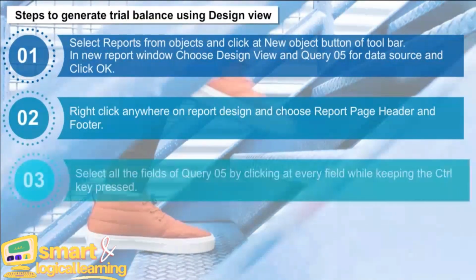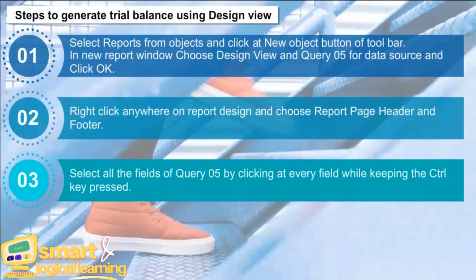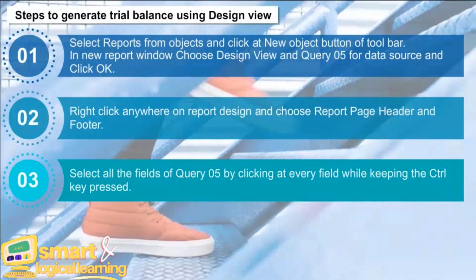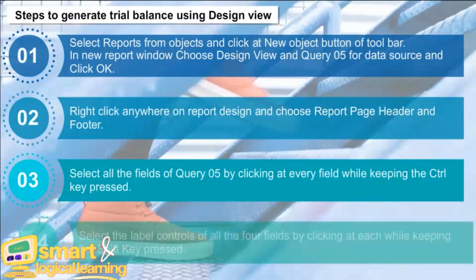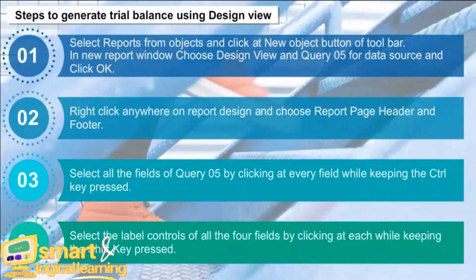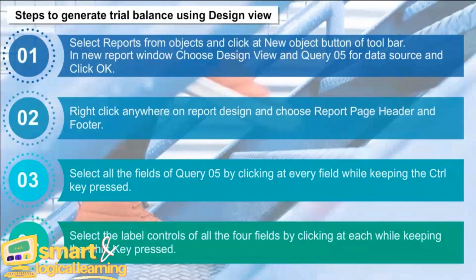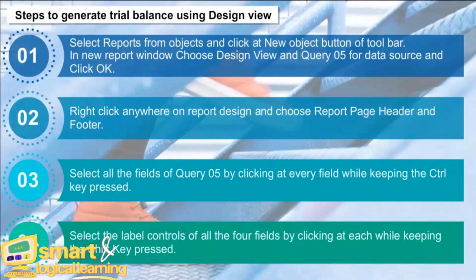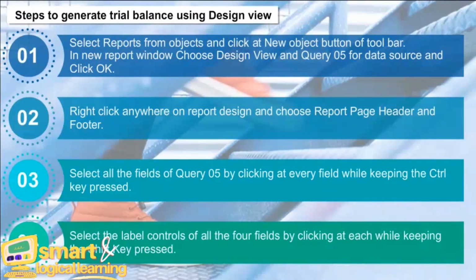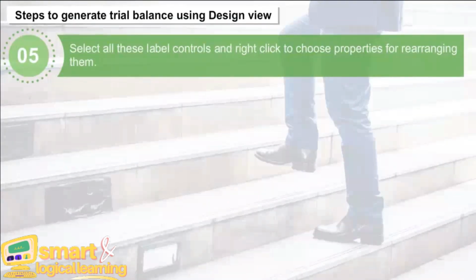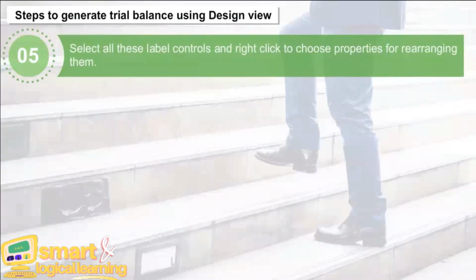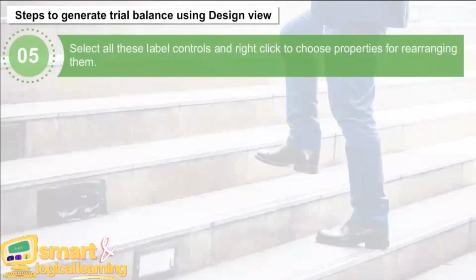3. Select all the fields of Query 05 by clicking at every field while keeping the Control key pressed. 4. Select the label controls of all the 4 fields by clicking at each while keeping the Shift key pressed. 5. Select all these labels, press Control and right-click to choose Properties for rearranging them.